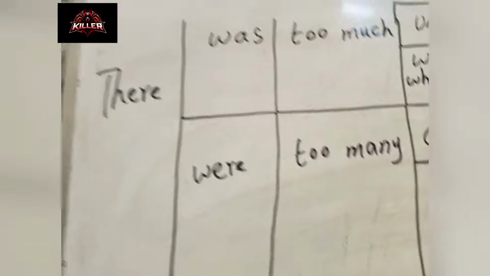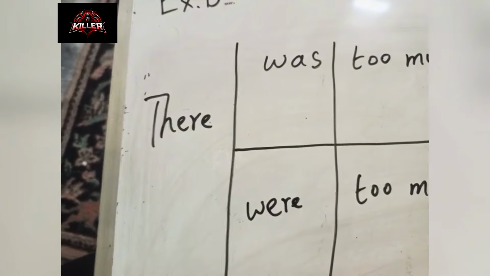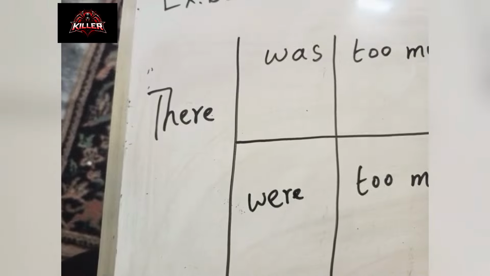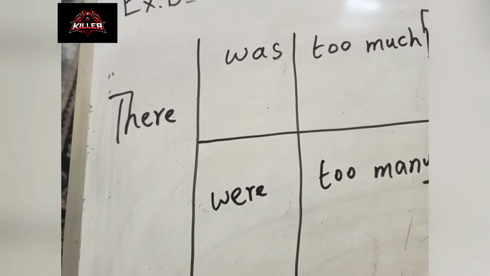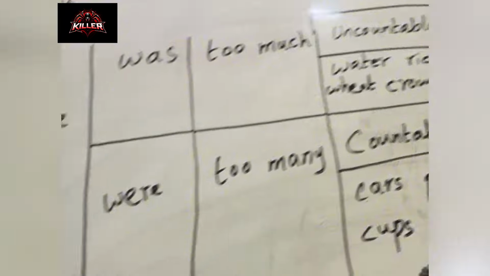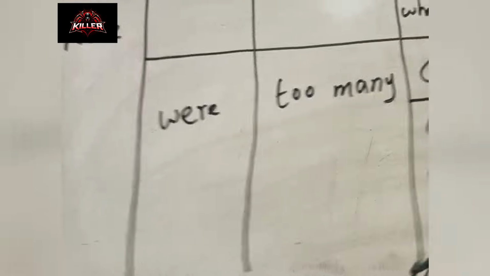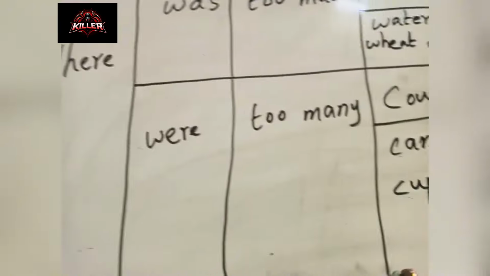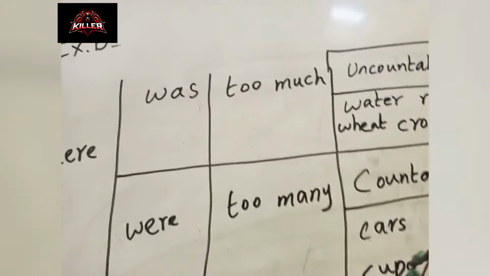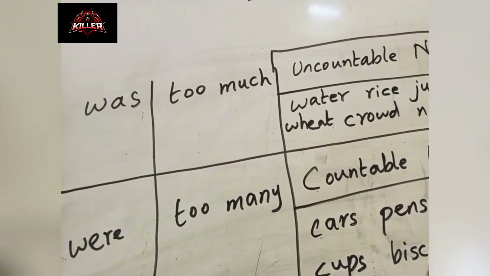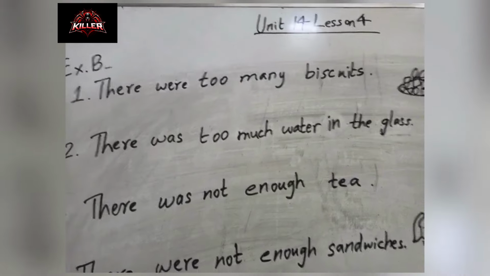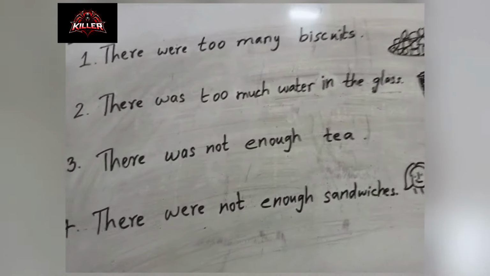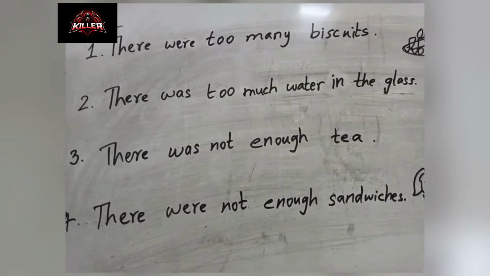And keep this in your mind that you are making these sentences in past tense and you are going to use was with uncountable nouns and you are going to use were with countable nouns. Were and too many with countable nouns and was and too much with uncountable nouns. Now, I will give you some examples so that you could understand it completely.